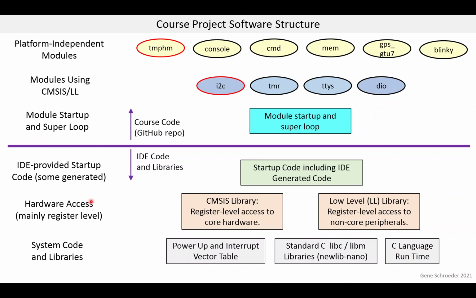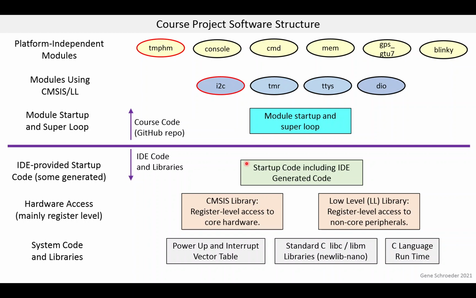So now let's move up a level to the hardware access libraries, which are in these light brown boxes. These are mainly register-level access used by higher layers. There is the CMSIS library, which is for the CPU and core peripherals like the interrupt controller, floating point unit, and so forth. And then there is the low-level library, or LL, which is for non-core peripherals like UARTs and the I2C interfaces. Now the next level up is IDE provided startup code, which is in this light green box.